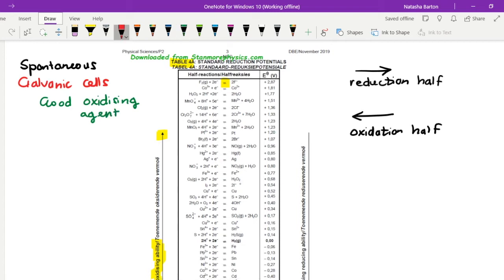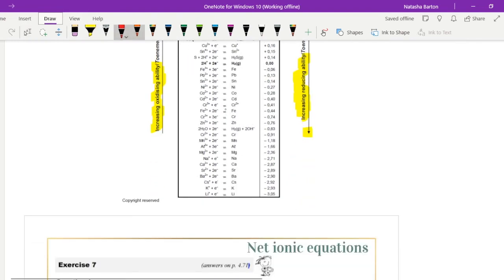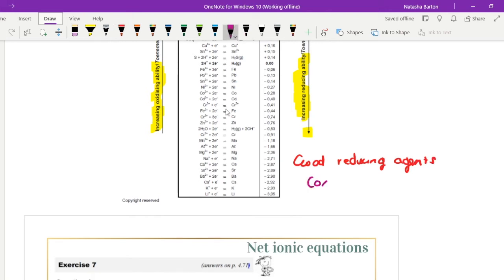Anything that is a good oxidizing agent will be reduced if it is allowed to behave as that oxidizing agent. So it will be reduced. On the right hand side, it says increasing reducing ability as you go down. So that means that as you go down, we have very good reducing agents. And you should know that if something is a reducing agent, it itself will be oxidized.